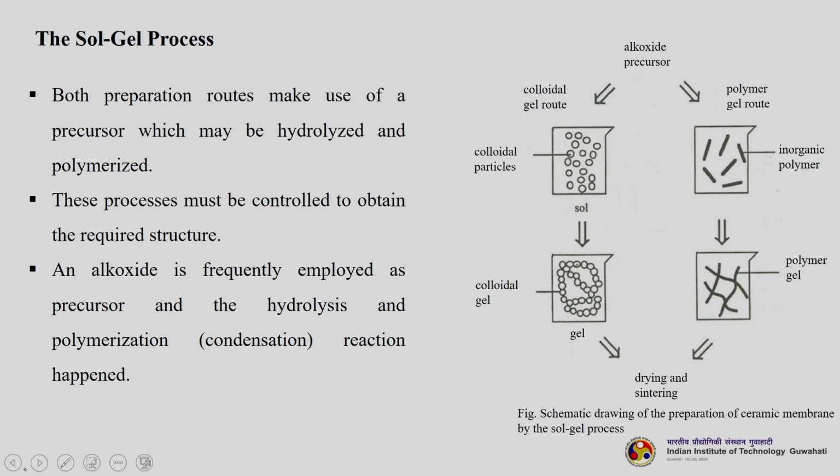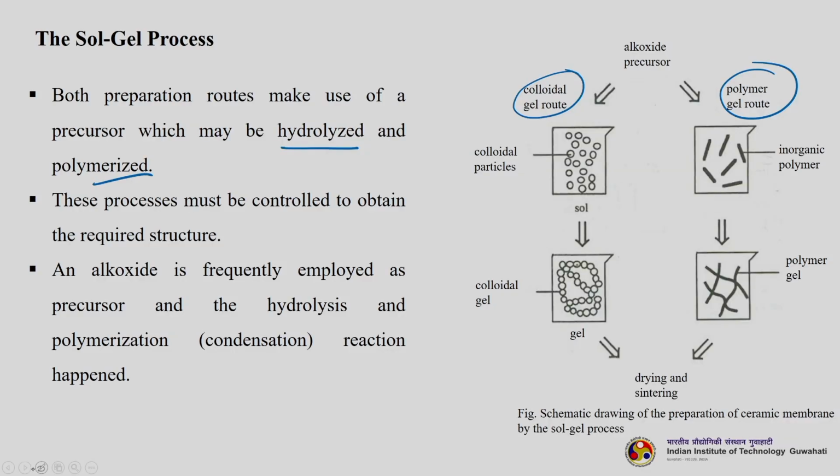Now let us quickly understand the sol gel process, one of the most important breakthroughs in ceramic membrane development, just like interfacial polymerization. We can have two different routes. We have an alkoxide precursor, and we can have a colloidal gel route or a polymeric gel route. Both preparation routes make use of a precursor which may be hydrolyzed and polymerized. Two reactions are happening. I am not showing the reactions here again, you can revisit and see them. One is a hydrolysis reaction, and the next is the polymerization reaction.